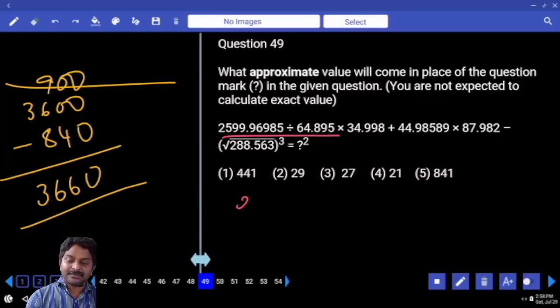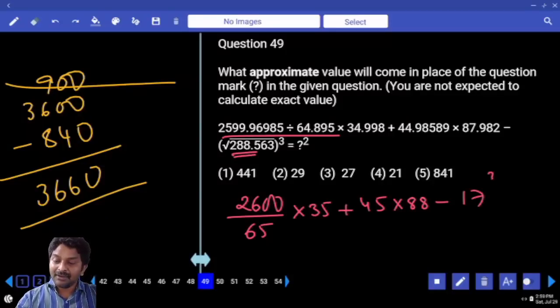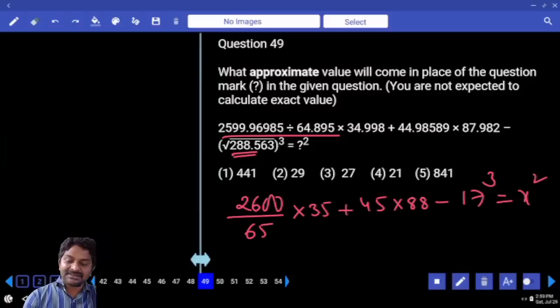How much is this? Divided by, into, plus, into, minus, under root of 289. How much is that? 17 cube, right? We'll have to write 17 cube. That is equal to which number square? Correct? Okay. Now let's see.